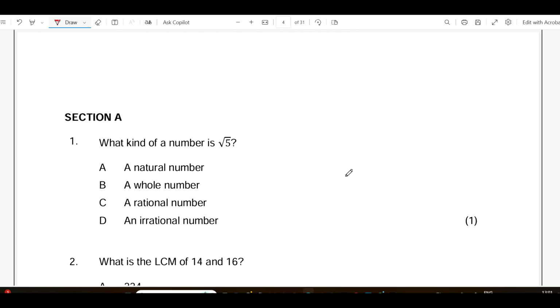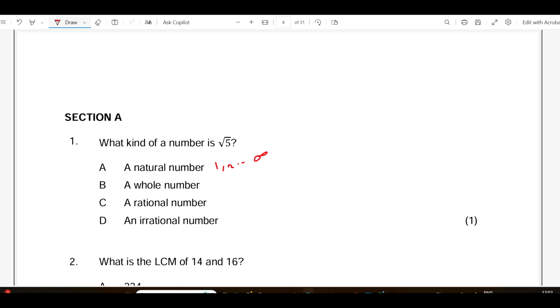Section A, what kind of a number is the square root of 5? Option A, natural number. What is a natural number? A natural number is any number that starts from 1 to infinity. So there's no decimal, no fraction in a natural number, meaning that natural number is not the correct answer.